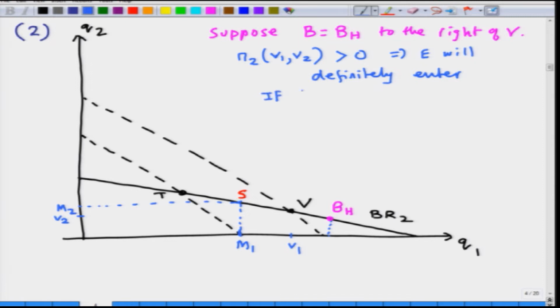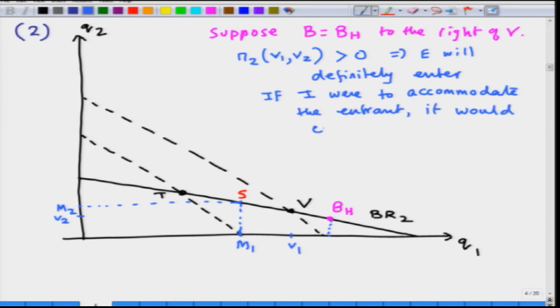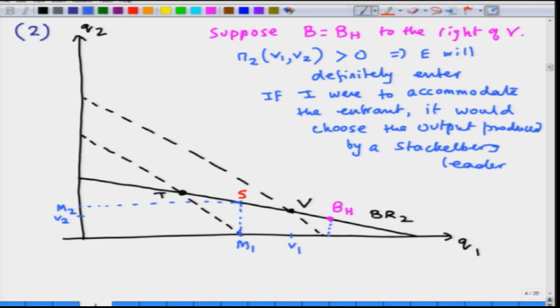So, if I were to accommodate the entrant, it would choose the output produced by a Stackelberg leader, right. And notice, this output would be far better than choosing a capacity level of BH and producing BH and preventing firm E from entering.